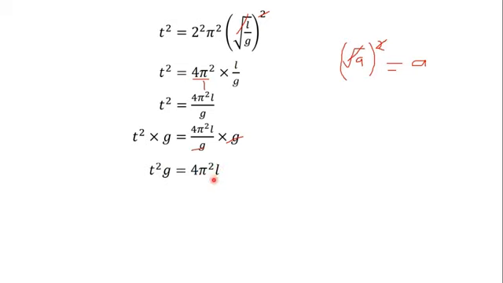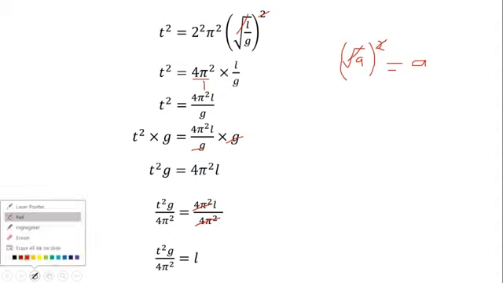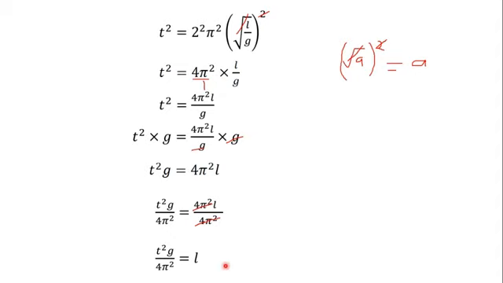So 4 pi squared, we will use it to divide what we have on the left hand side. Then we will do the same thing to the right hand side. So you see that 4 pi squared here will cancel 4 pi squared here, giving us L. So L is equal to T squared G over 4 pi squared. So we have been able to make L the subject of the equation. We got L is equal to T squared G divided by 4 pi squared. So we have achieved the first goal, to make L the subject of the equation.